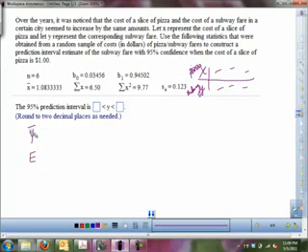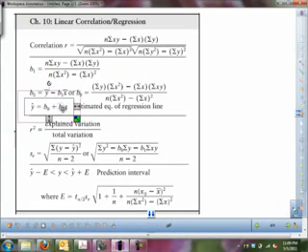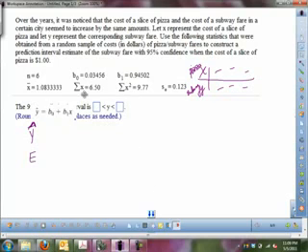Oh, I'm sorry, this is y hat. Y hat is what we're looking for. So let's take a look at the formulas that we're going to need. To find y hat, we need to take a look at this formula where we have b sub 0 and b sub 1 given. So let's use that formula to figure out our y hat.